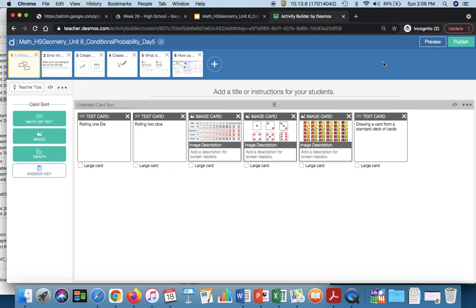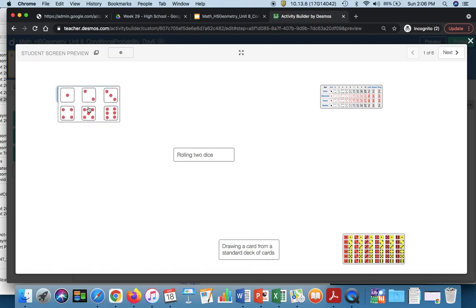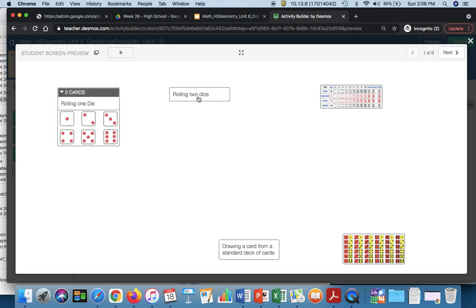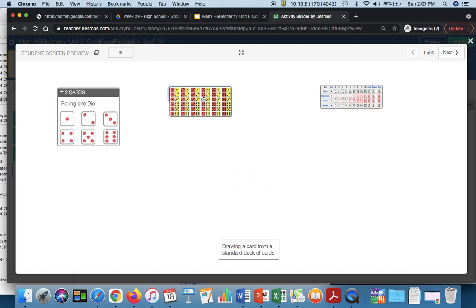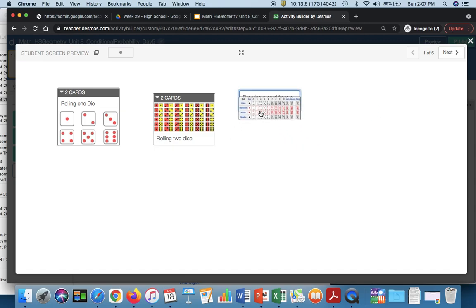The first activity I have is a card sort. The focus of this activity would be for students to see the difference between an experiment of rolling one die versus two, right? And then comparing those sample spaces and seeing the difference visually. And also seeing another common theme here of drawing from a standard deck of cards and seeing the sample space for that visually.